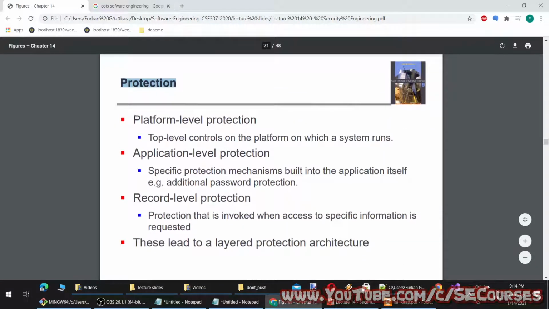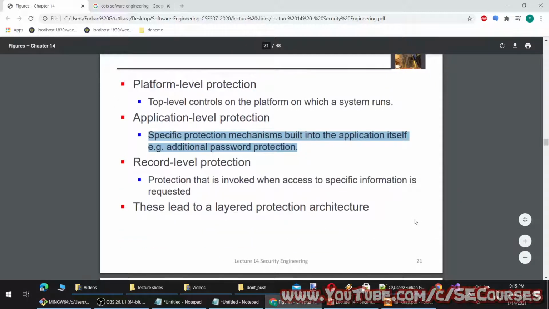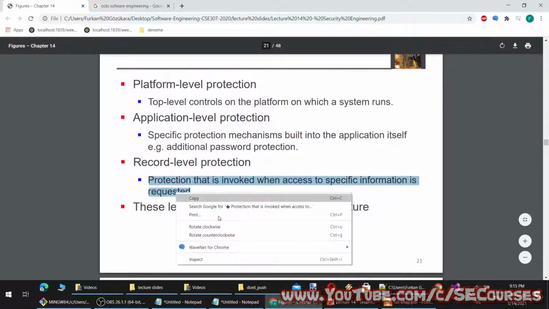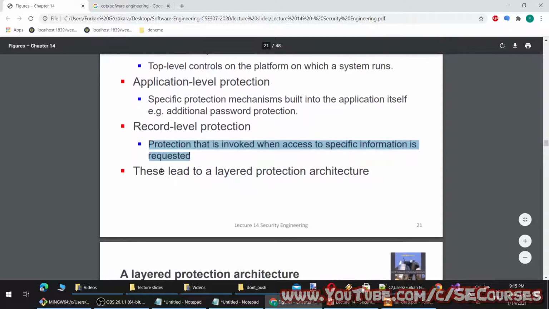Okay, so protection. Platform level protection: top-level controls on the platform on which a system runs. Application level protection: specific protection mechanisms built into the application itself, for example additional password protection. And record level protection: protection that is invoked when access to specific information is requested.